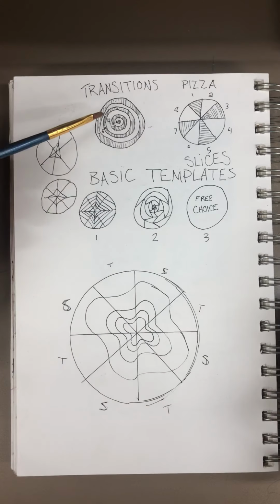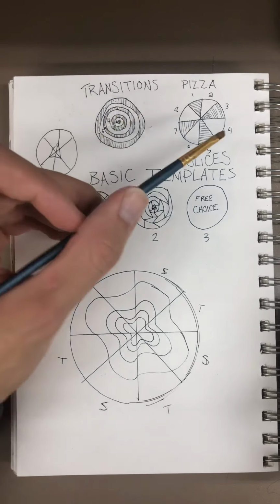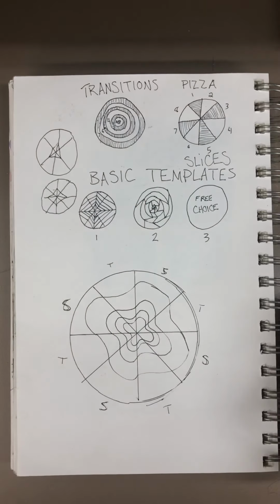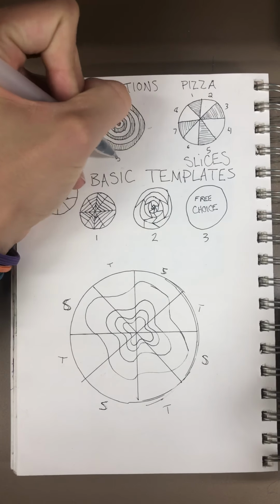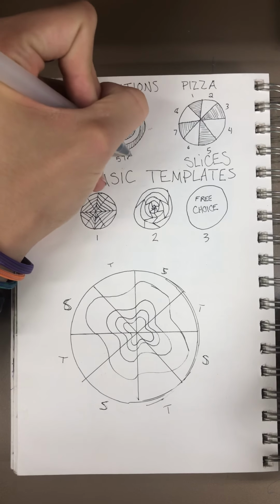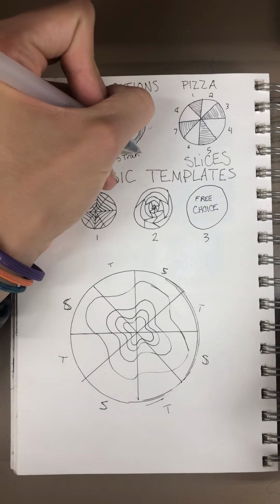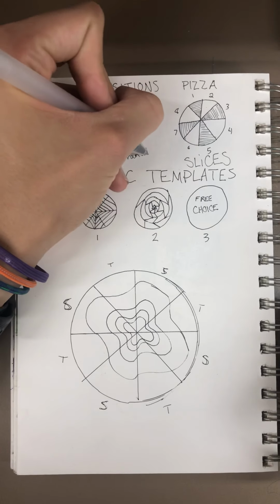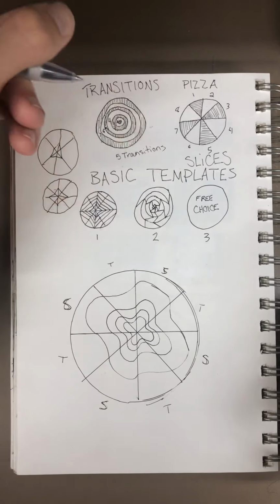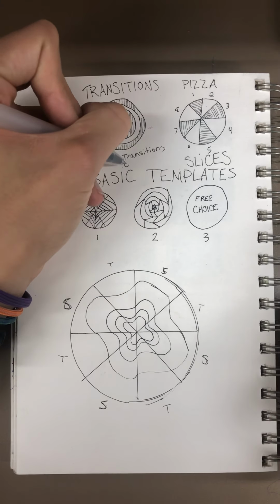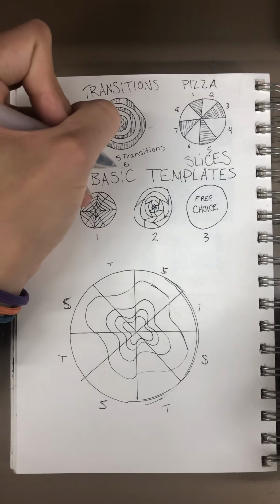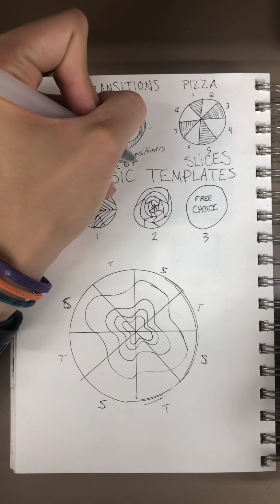You could practice radial tints and shades or alternating tints and shades like this one in the pizza slices. Just remember, you should not have any more than 5 transitions, or any less than 5 transitions. And you want to have no less than 6 pizza slices.